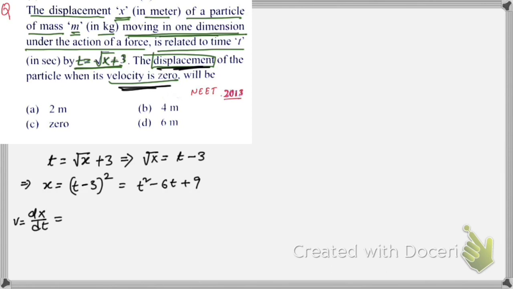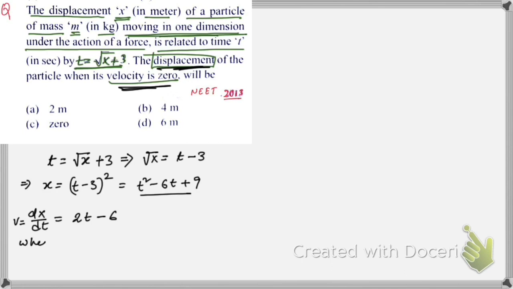So at time t, if you differentiate this, the derivative of t square is 2t, and the derivative of 6t: 6 is constant, the derivative of t will be 1, right? Derivative of t will be 1, 6 into 1, that's going to be 6. The derivative of a constant is 0, 9 is a constant, so its derivative is 0. So that's why we have got v is equal to 2t minus 6. That's what we have got.